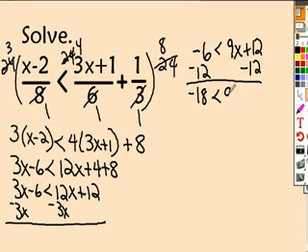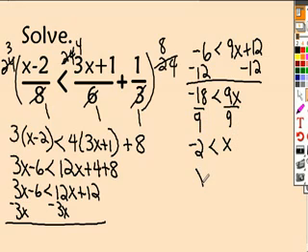Negative 18 is less than 9x. Then I'm going to divide by 9. So that means I have x is greater than negative 2. I usually write the x first. I don't care if you rewrite it or not. That's up to you.